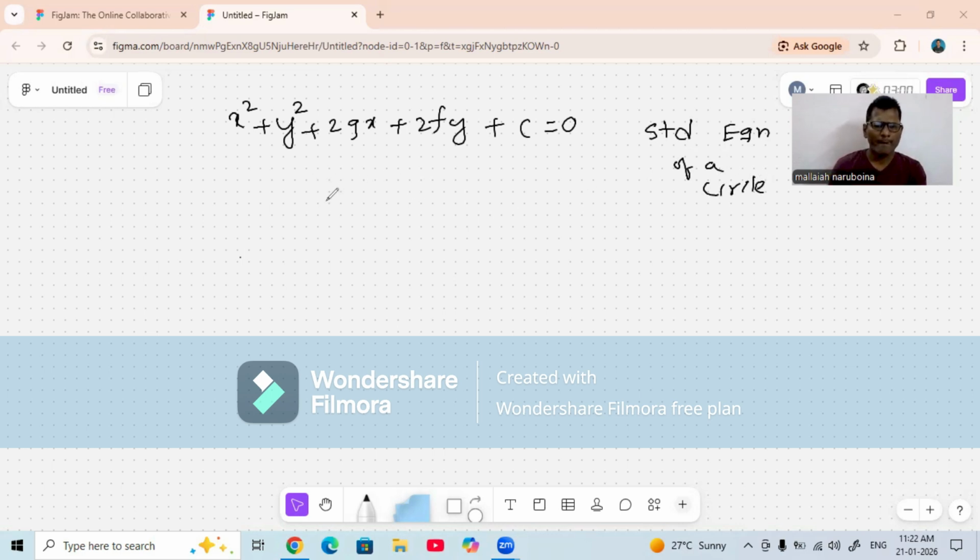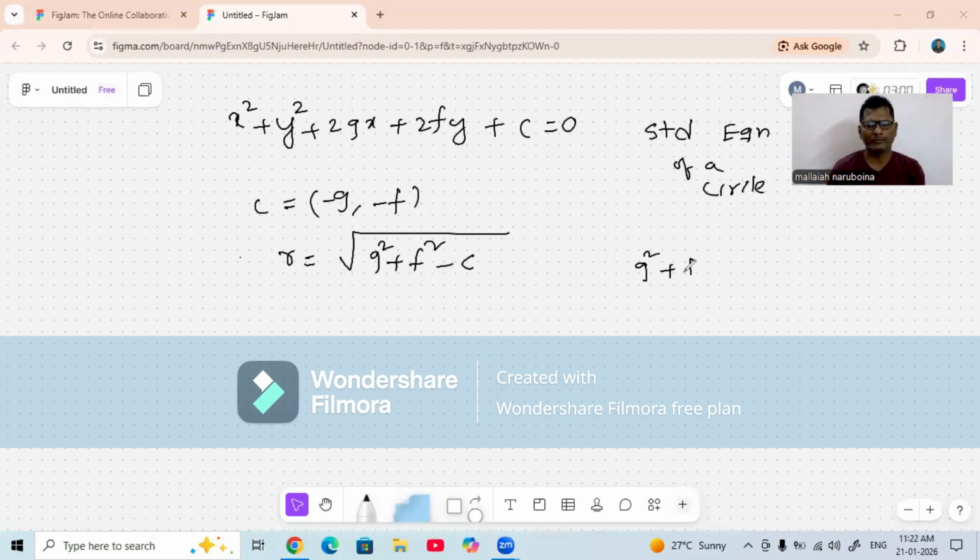Then here, minus g comma minus f is the center. To find the radius, we use this formula: square root of g square plus f square minus c. Here g square plus f square minus c must be greater than 0 for a real circle. Otherwise, it will be an imaginary circle. So r is equal to the square root of g square plus f square minus c.